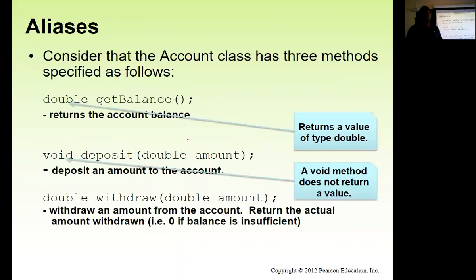Now consider that the Account class has three methods. Remember last week we had getBalance, deposit, and withdraw. Right? Remember, getBalance gives me back how much is in the account, so it returns a double. Deposit doesn't return anything, it just adds the amount that I pass in. And then withdraw takes away the amount from what currently is in the balance and updates it, and it returns the balance, right? That is left.